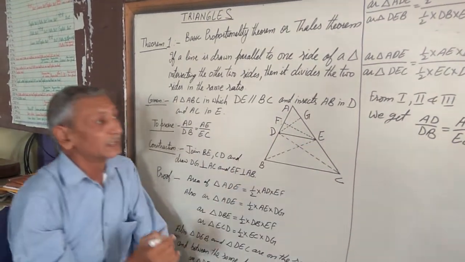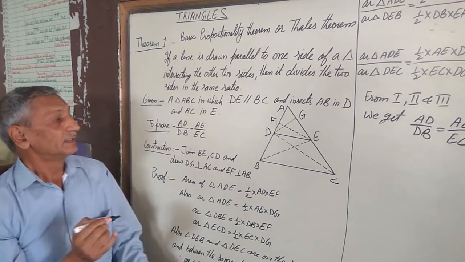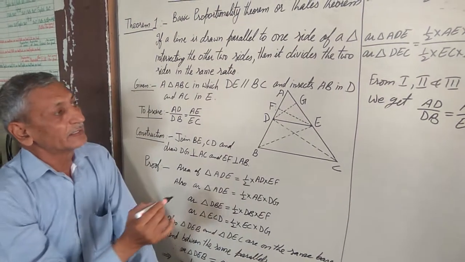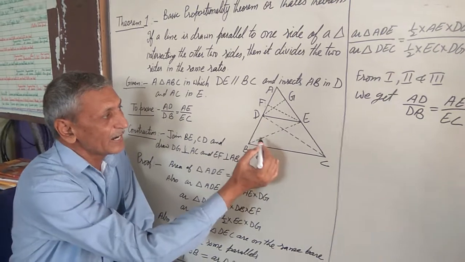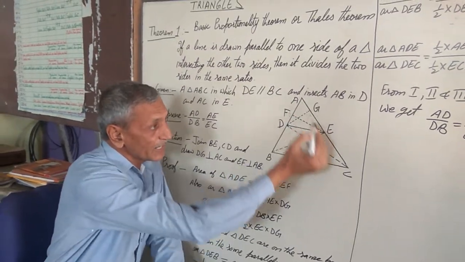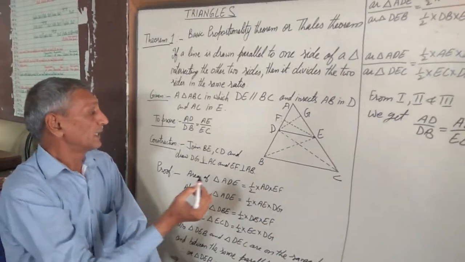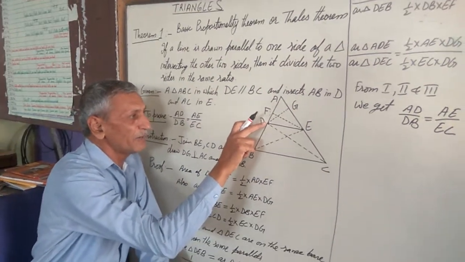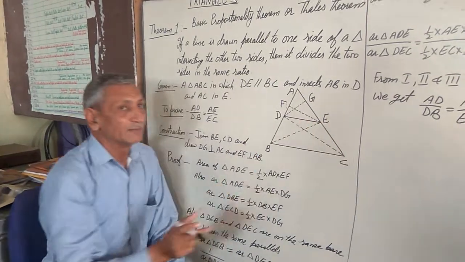same ratio. That means it is given that a triangle ABC in which DE is parallel to BC and it intersects AB in D and AC in E. We have to prove that AD upon DB is equal to AE upon EC.